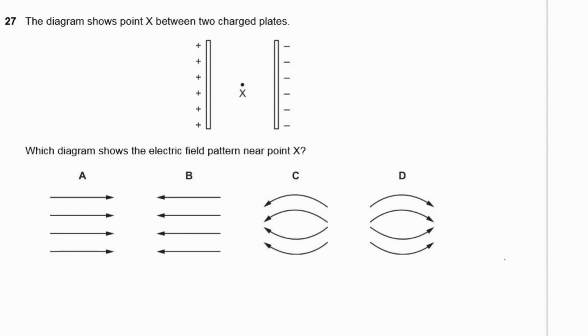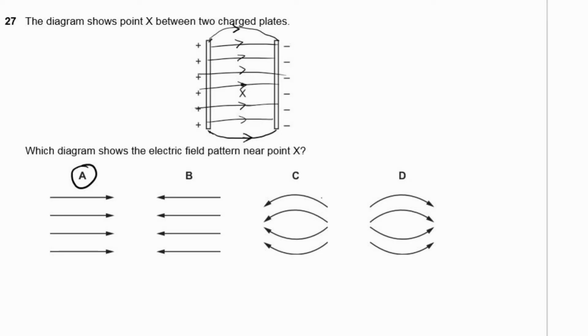Question 27. The diagram shows point X between 2 charged plates. Which diagram shows the electric field pattern near point X? Okay, well, let's just talk briefly about electric fields while we're here. We've got all these field lines coming in from one side to the other. When you get to the end, of course, they bulge out slightly. That's fine, that's the edge effect, which is why they've chosen a point in the middle to ask questions about. Now, whenever we draw field lines for electric fields, we draw them as travelling from positive to negative. Which means the answer we'd expect for the electric field pattern is A.